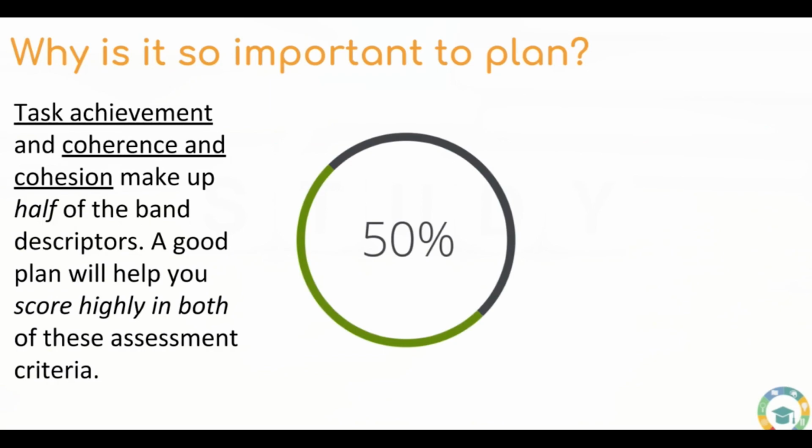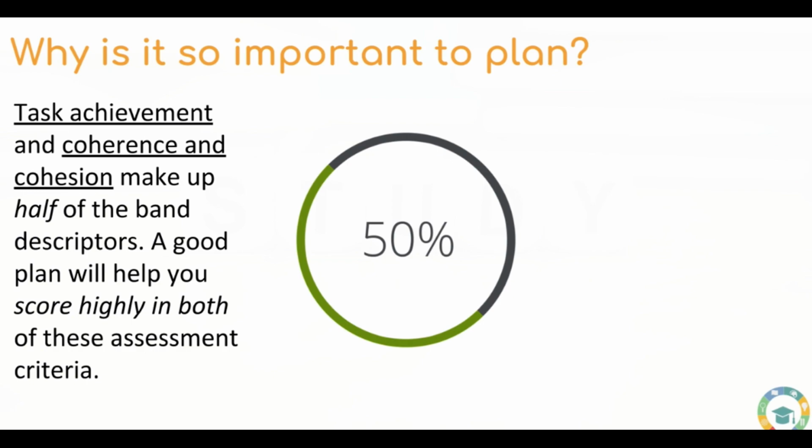Now, there are many reasons why you should learn to create a plan for IELTS Writing Task 2. But very importantly, we must remember that 50% or a half of our final Task 2 grade is for task achievement and coherence and cohesion. Task achievement is successfully answering the question, and coherence and cohesion means how well you logically order your essay. A good plan can really help you score highly in task achievement and coherence and cohesion.